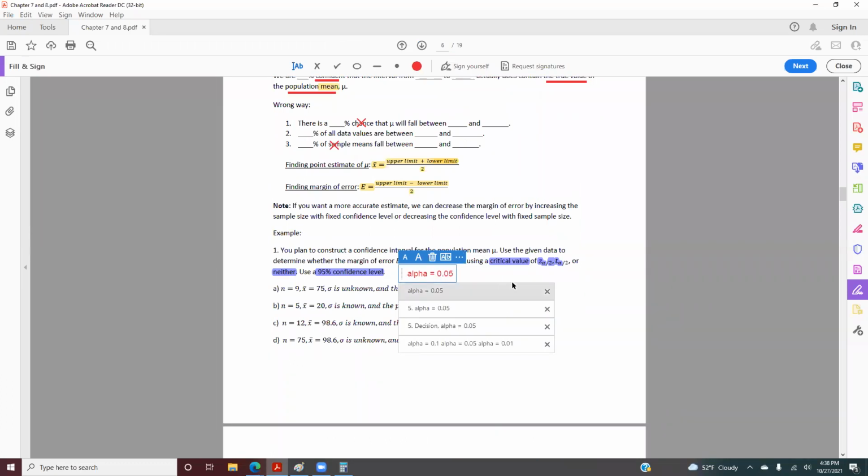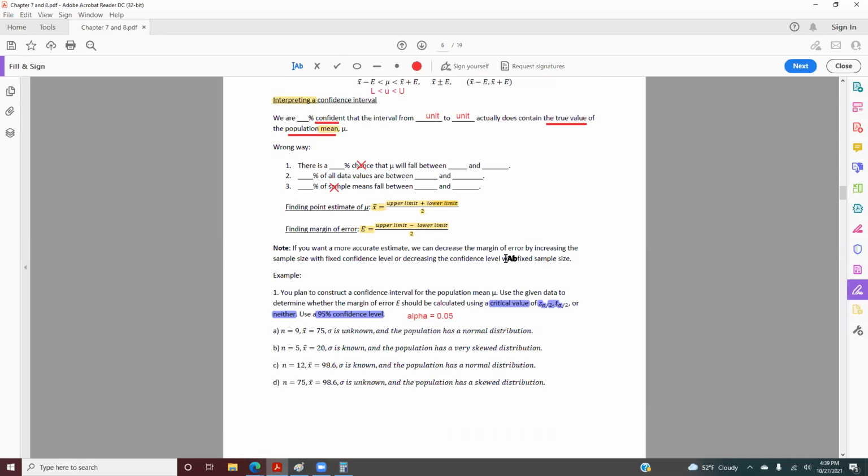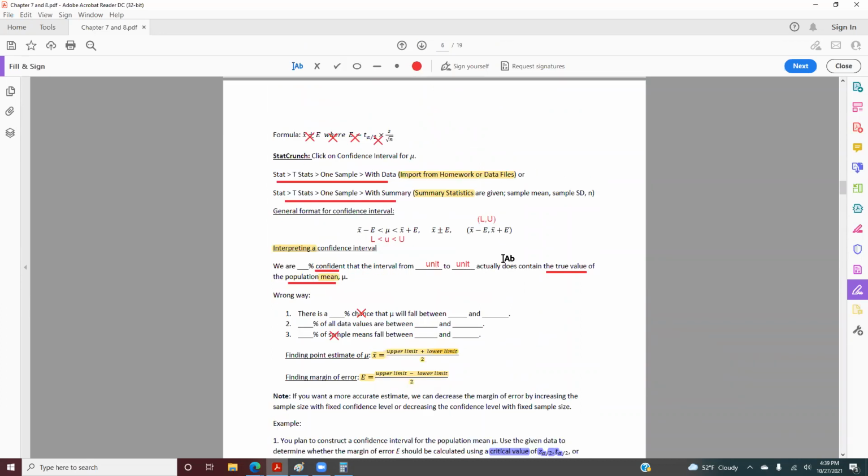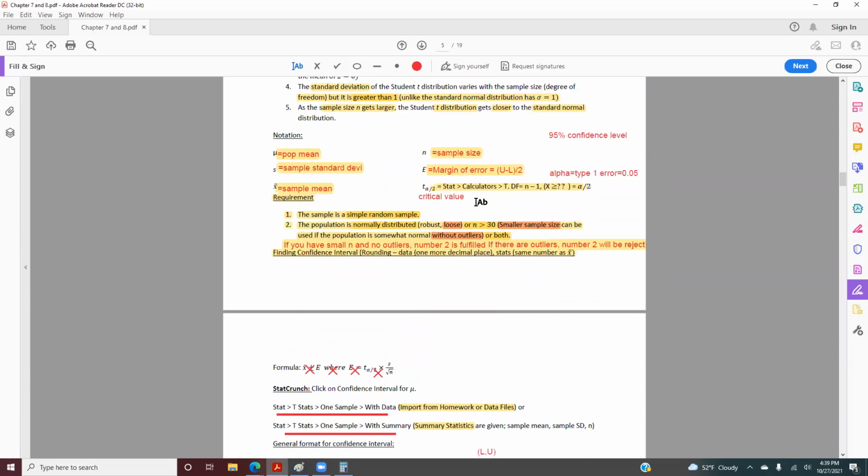0.05. Yep, that would be correct. 0.05, which is 5%, opposite of 95. Now, in order for you to find the critical value, there are two ways to find it. Either you use Z alpha or T alpha.